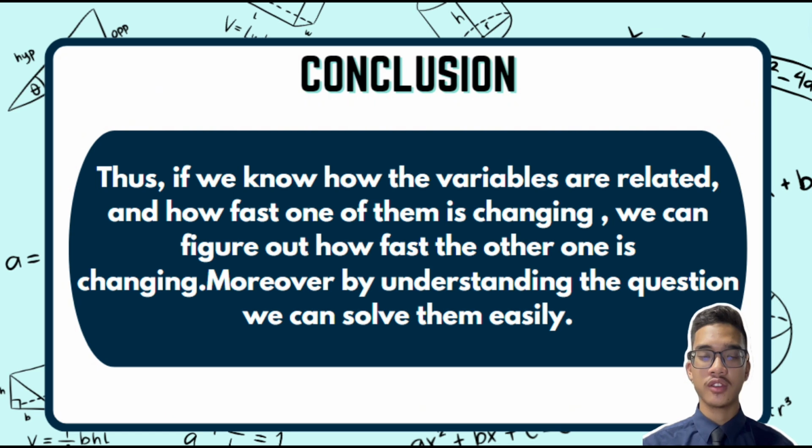Alright, in conclusion, if we know how the variables are related and how fast one of them is changing, we can figure out how fast the other one is changing. Moreover, by understanding the question, we can solve them easily.